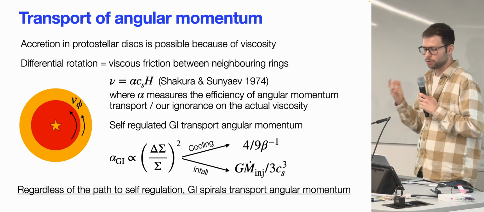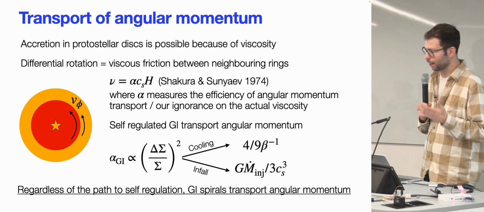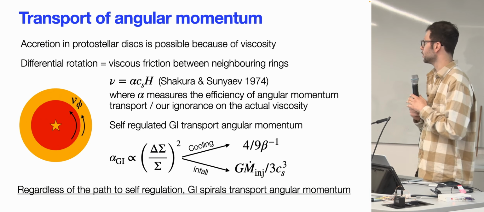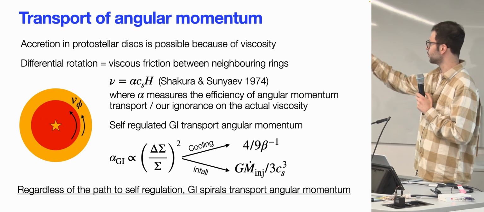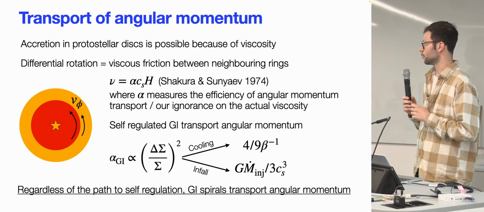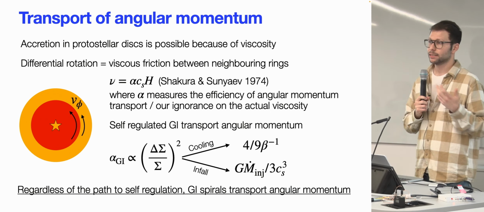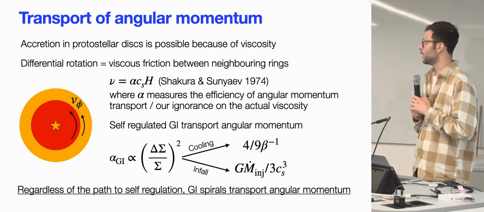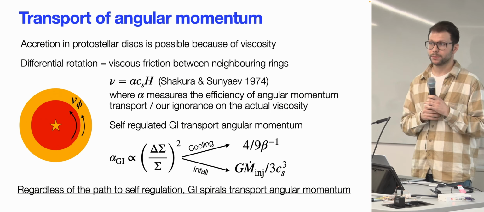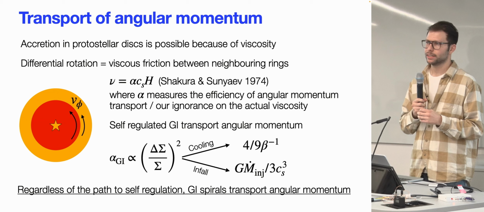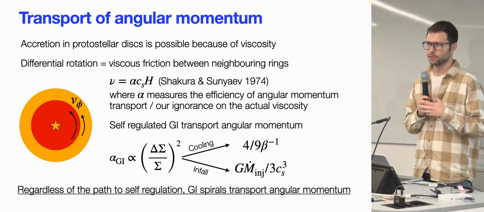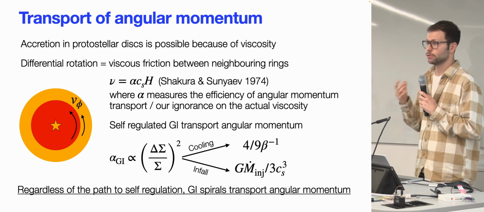And what we usually do to describe the viscosity is to use this prescription, that is the alpha prescription of Shakura-Sunyaev, where alpha is a dimensionless number that is measuring the efficiency of angular momentum transport, or equivalently our ignorance about the actual source of the viscosity, because we really don't know what is the actual source of the viscosity in those systems.